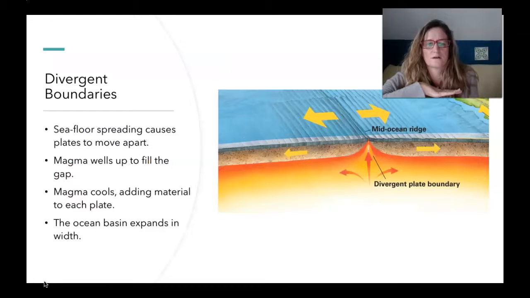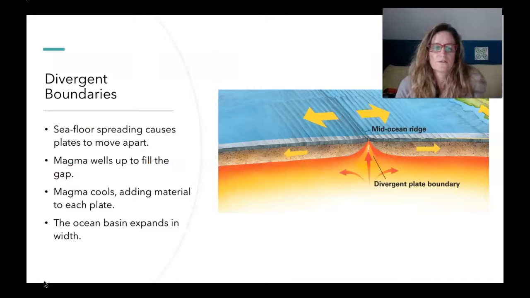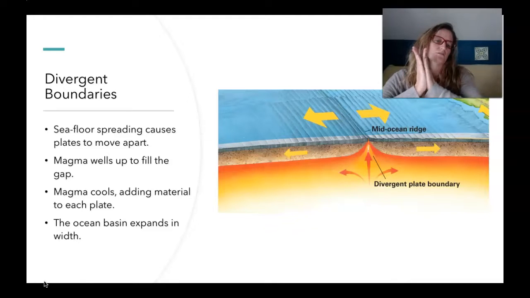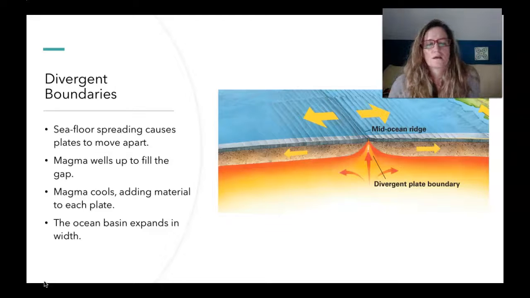All right, let's talk in detail now about that divergent plate boundary. The plates are moving apart. As they separate, there's an upwelling of magma from the asthenosphere that comes up into that giant crack on the ocean floor. The melting occurs because of decompression.